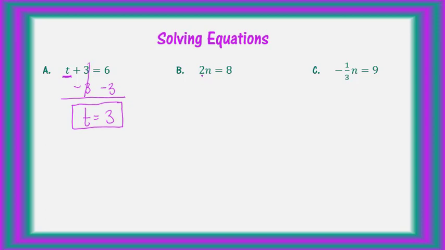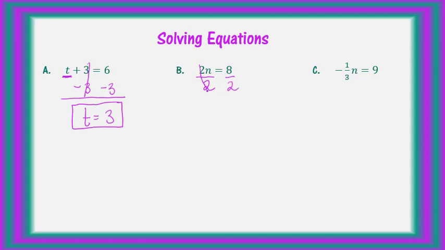Okay, here, 2 times n equals 8. When we're looking at operations again, whatever operation is done to the variable, we undo it using the opposite operation. So if I'm multiplying, the operation that undoes multiplication is division. So if I'm multiplying by 2, in order to get rid of the 2, I'm going to divide by 2. But whatever I do to one side, I must do to the opposite side.